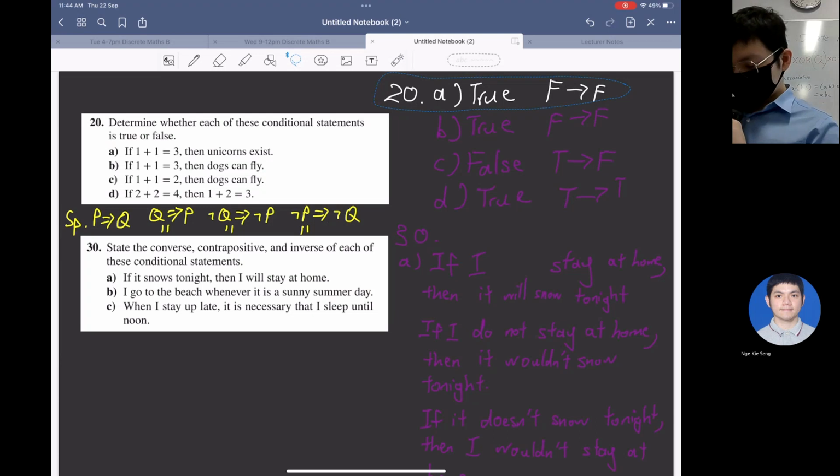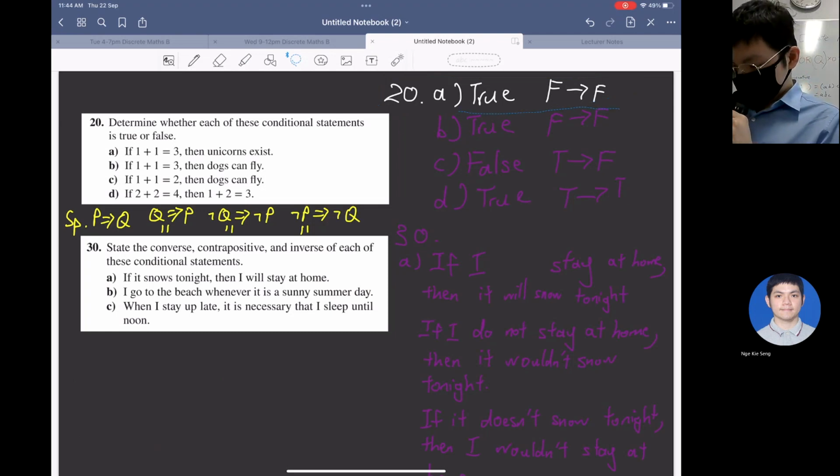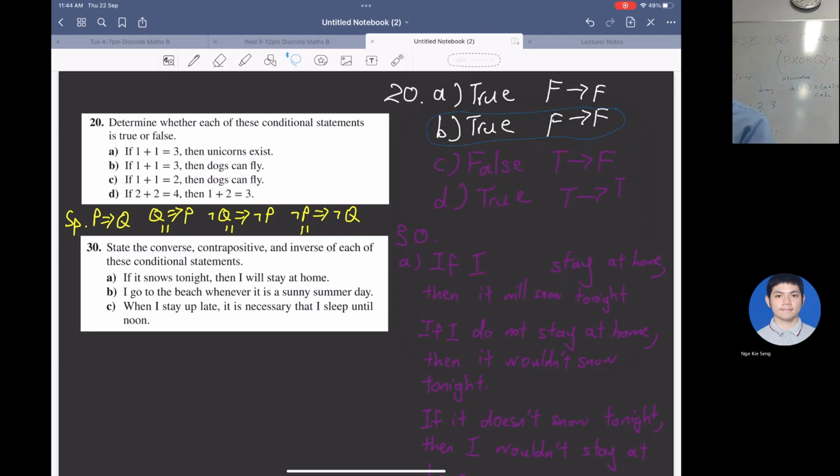Okay. So if 1 plus 1 equals 3, then dogs can fly. True or false? True. Why? Both of them are false. Okay, dogs can't fly, and 1 plus 1 is 2. Okay, next. If 1 plus 1 equals 2, then dogs can fly. Why?